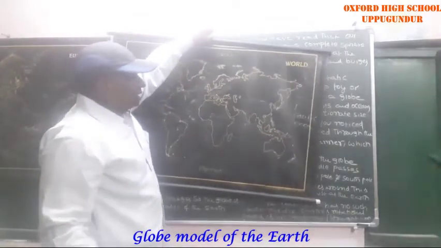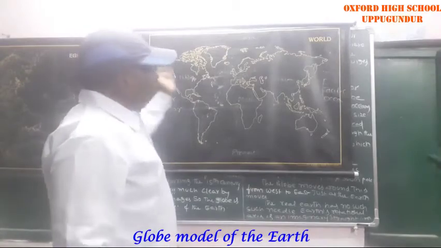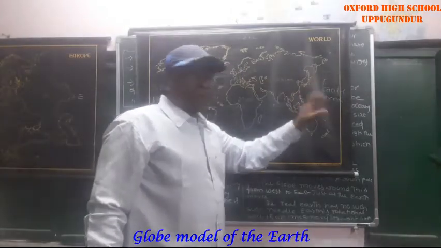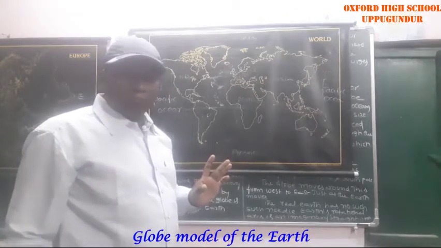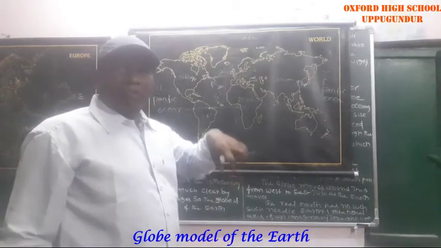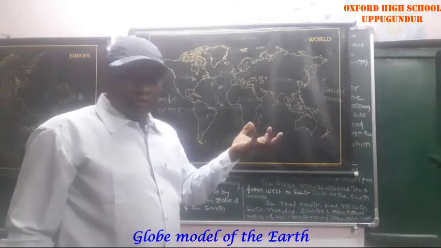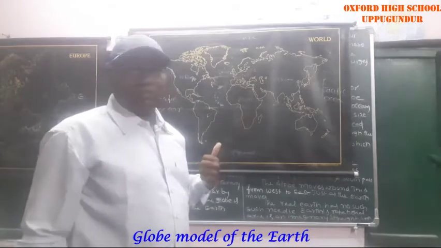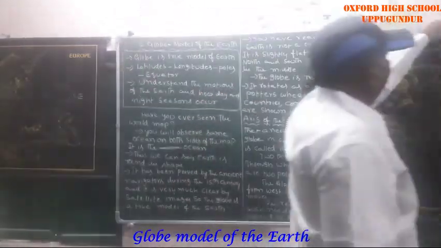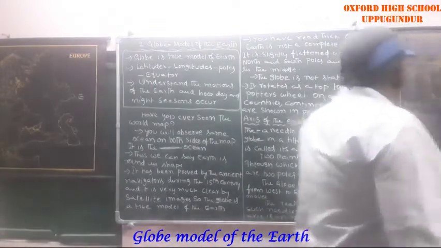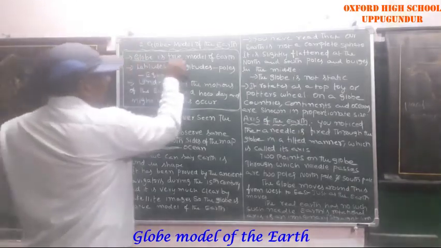Here some confusion will come for us. Why, sir, is the same ocean flowing on this west side and this east side? Such a confusion will come. But if you see the globe, due to the round shape of the earth, both sides the Pacific Ocean is flowing. Understood, I think so, everybody. So here what I have written: the globe is a true model of the earth. Regarding this, I told you very clearly.